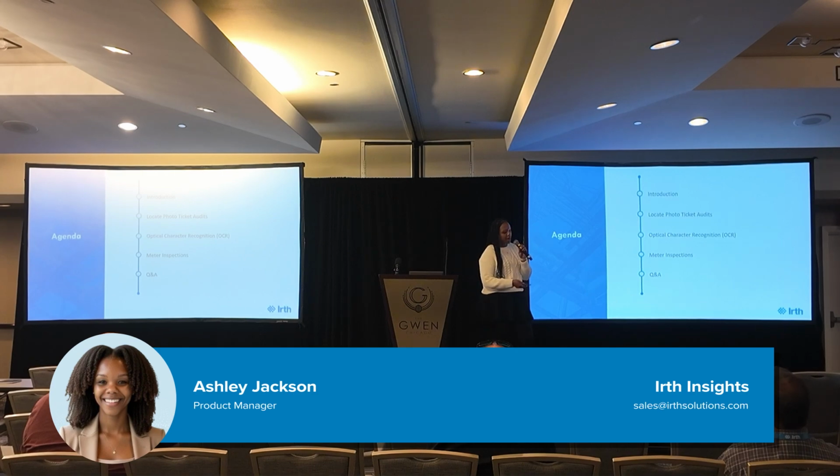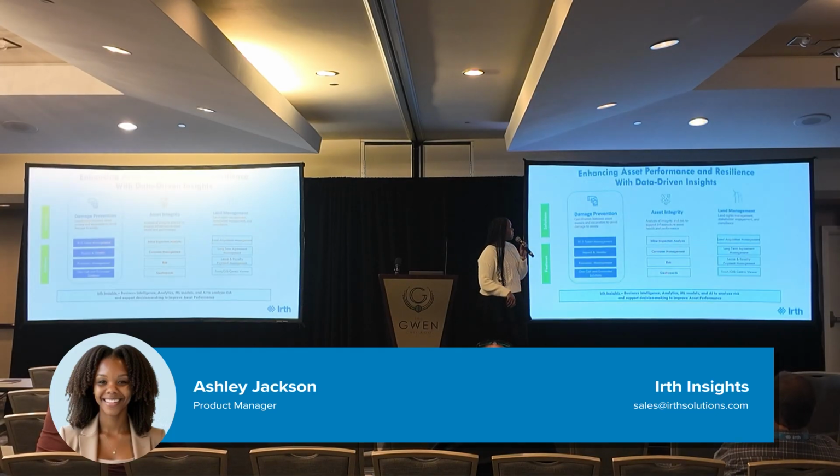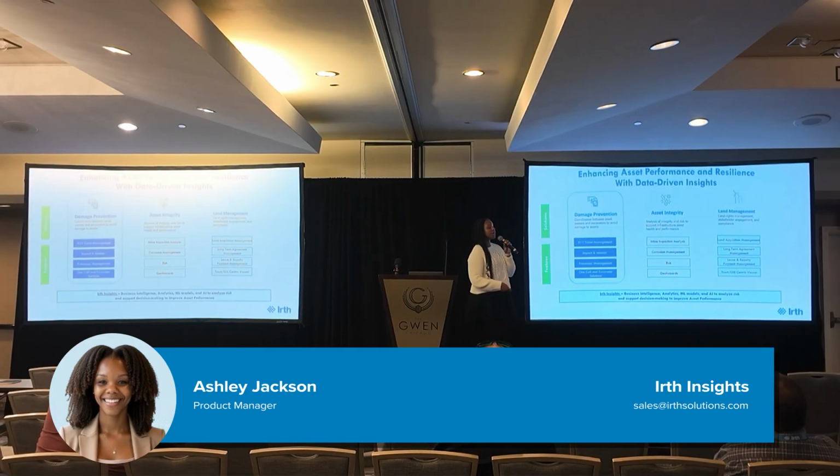So the ones that we're going to be talking about specifically are locate photo ticket audits, as well as meter inspections. Optical character recognition, or OCR, is what we use to help move that forward and get more details about photos. So this really brings in more of the damage prevention with our Earth insights and how we can then use that again. We've been talking about this a lot today with workflows, work items, bringing everything together so that you guys can make a difference in your companies.